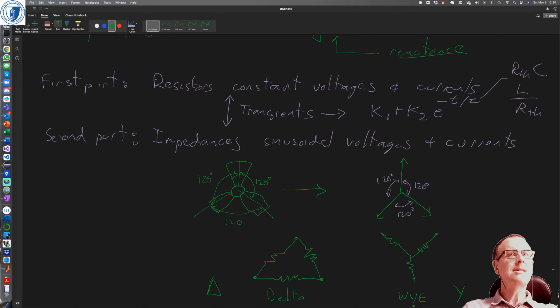And the interesting thing about these two connections is that you can convert from one to the other, right? So there are things called delta-Y conversions.